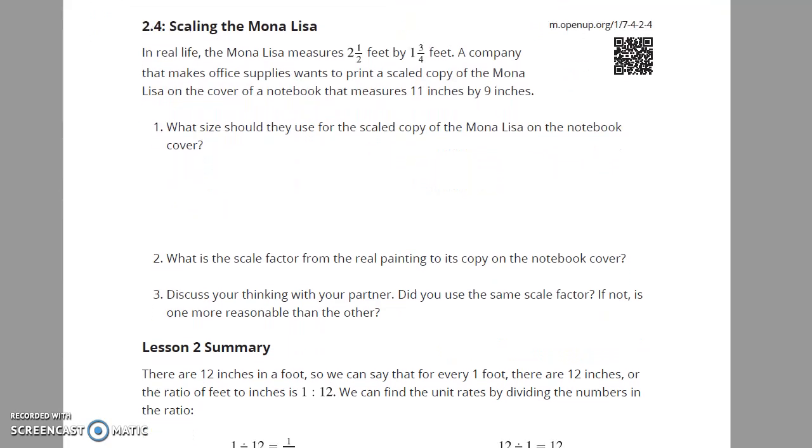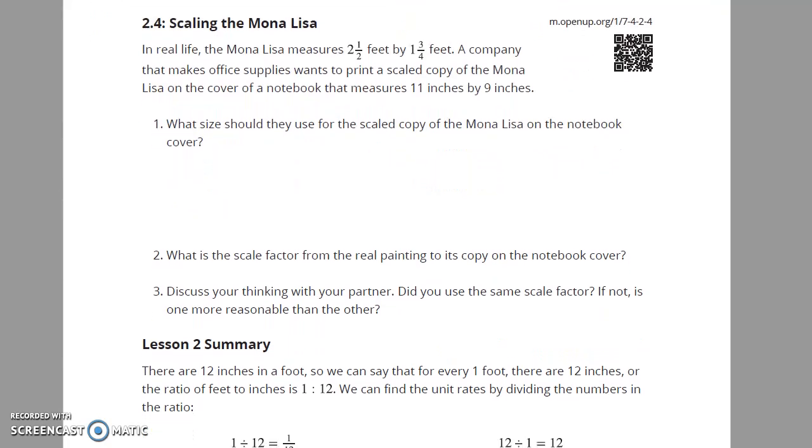All right, this last question's on scaling. We did a whole unit on this a few units ago. In real life, the Mona Lisa measures 2.5 feet by 1/3 feet. A company that makes office supplies wants to print a scaled copy of the Mona Lisa on the cover of a notebook that measures 11 inches by 9 inches. What size would they use for the scaled copy of the Mona Lisa on the notebook cover?